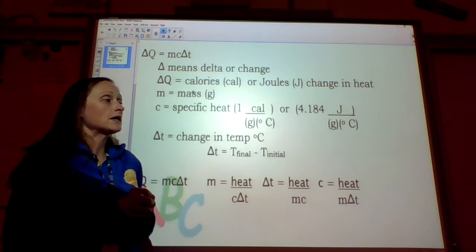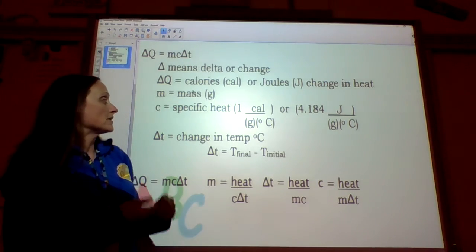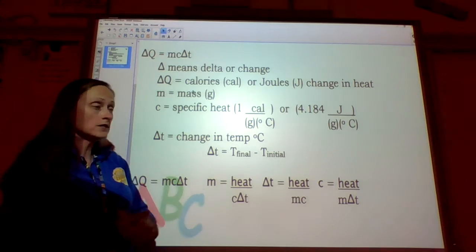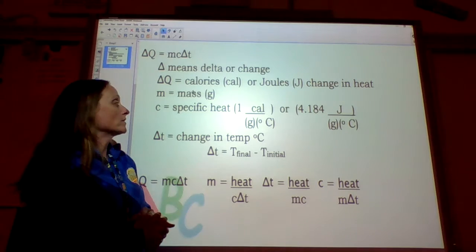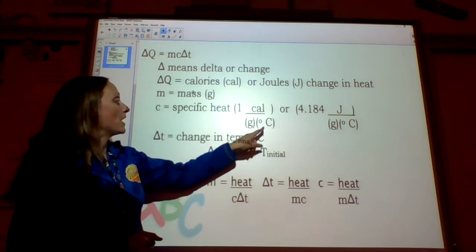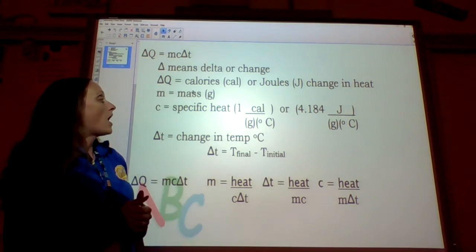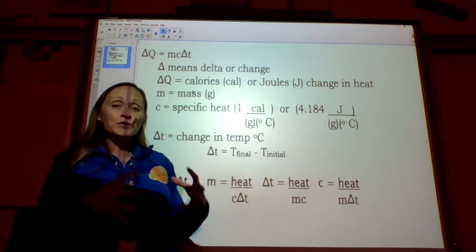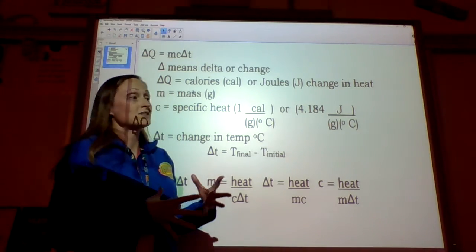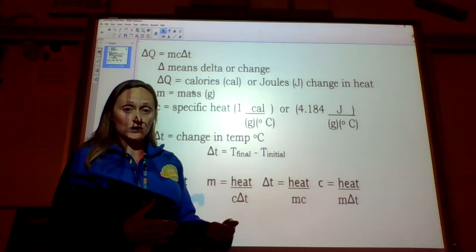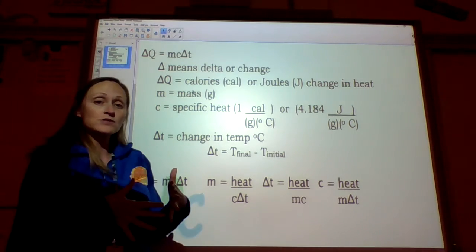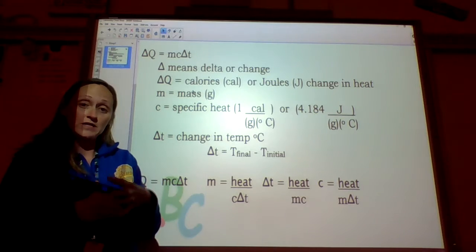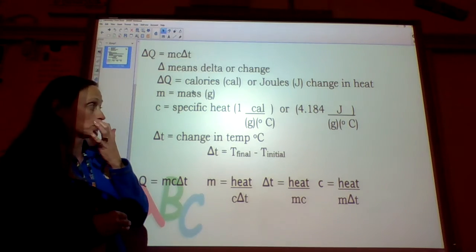Now, specific heat, the definition is going to be how much heat, calories, is required to raise 1 gram of water by 1 degree Celsius. So it has 3 units in one. Just like density had mass and volume, this has one more in it. And we'll see how they cancel out or come together to form the specific heat when we're solving.